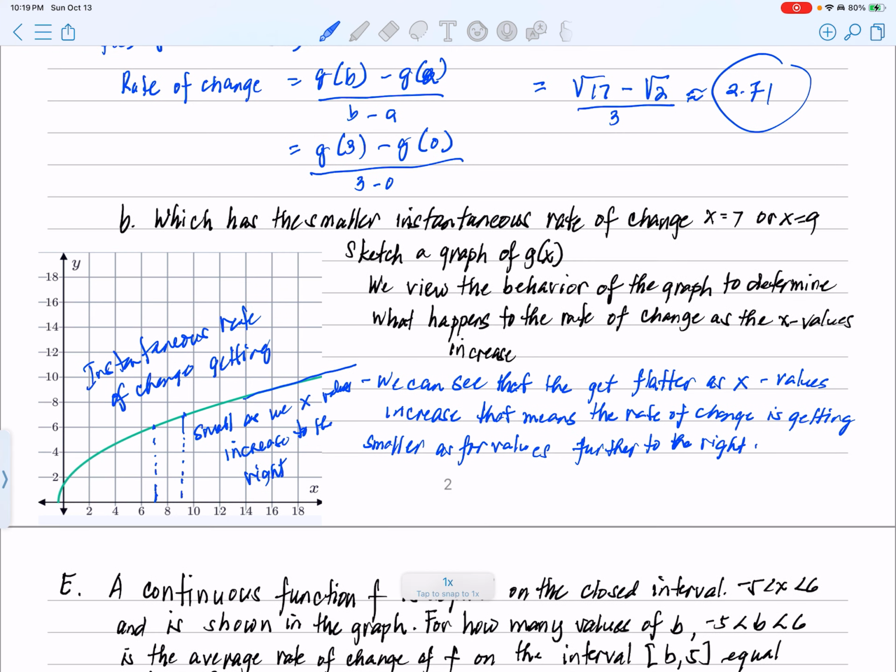So between x equals 7 and x equals 9, as we move to the right, this is 7, this is 9. That means when x equals 9, the instantaneous rate of change is smaller.